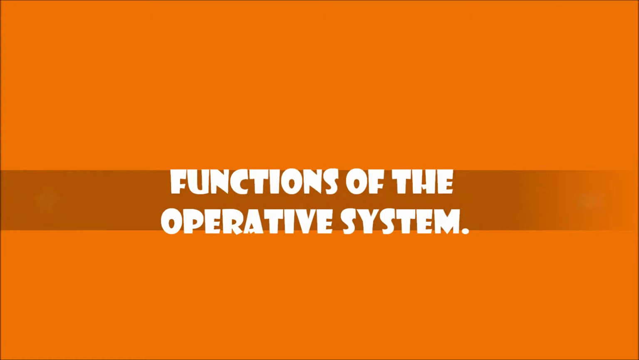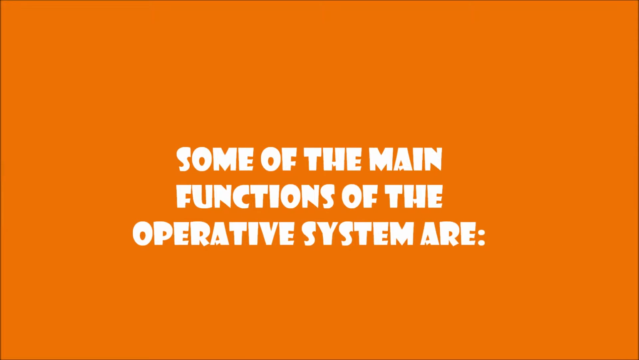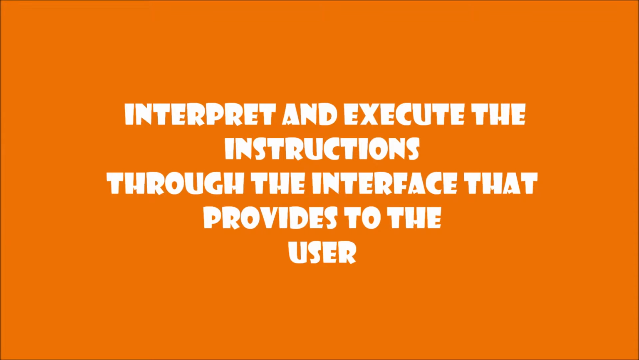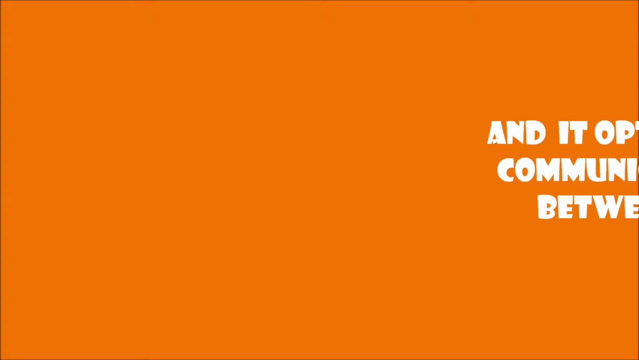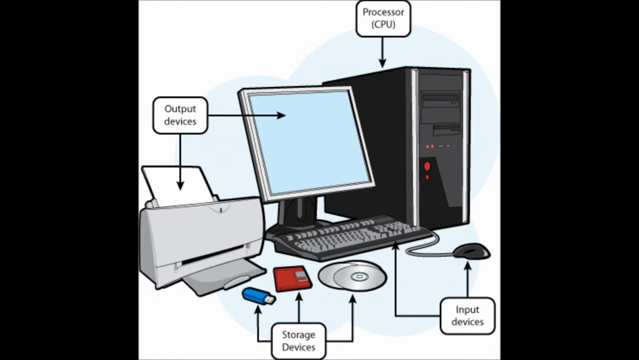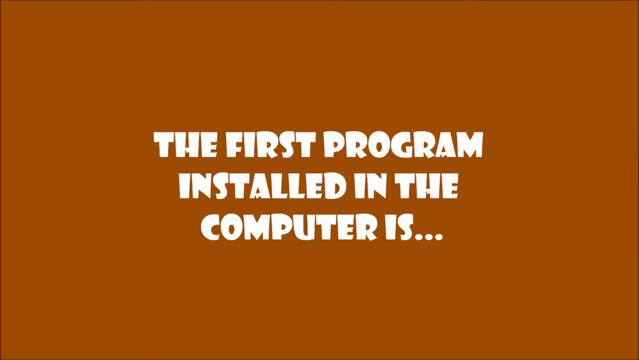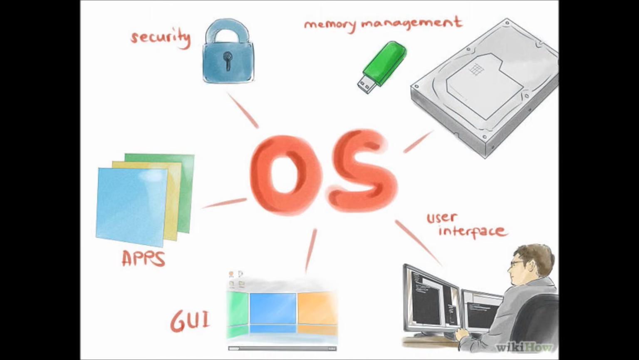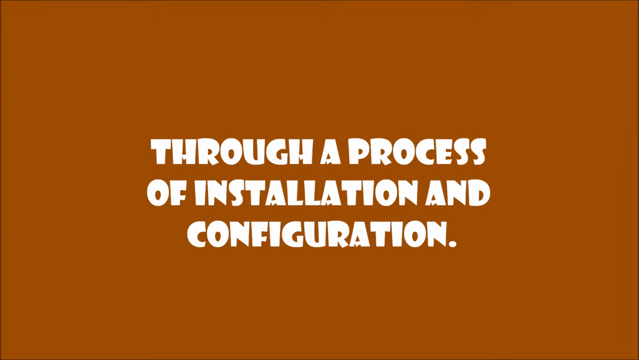Functions of the operative system. Some of the main functions of the operative system are to interpret and execute the instructions through the interface that it provides to the user, and to optimize communication between input and output devices. The first program installed in the computer is the operative system, through a process of installation and configuration.